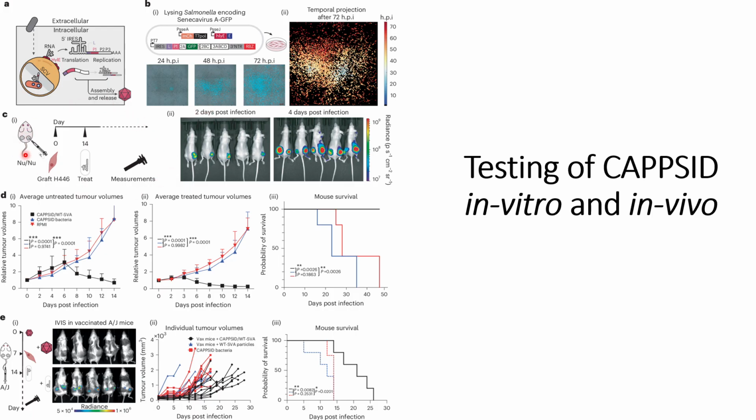In that case, they grafted the mice with this H446 lung cancer, and after 14 days they started the treatment. They injected this oncolytic capsid system into the right-hand side of the tumors, and then monitored the signals. What they found is that 2 days post infection they are able to see signals on the left-hand side, and after 4 days they are able to see signals on the right-hand side also, indicating that the virus replicates on the other tumor sites also.